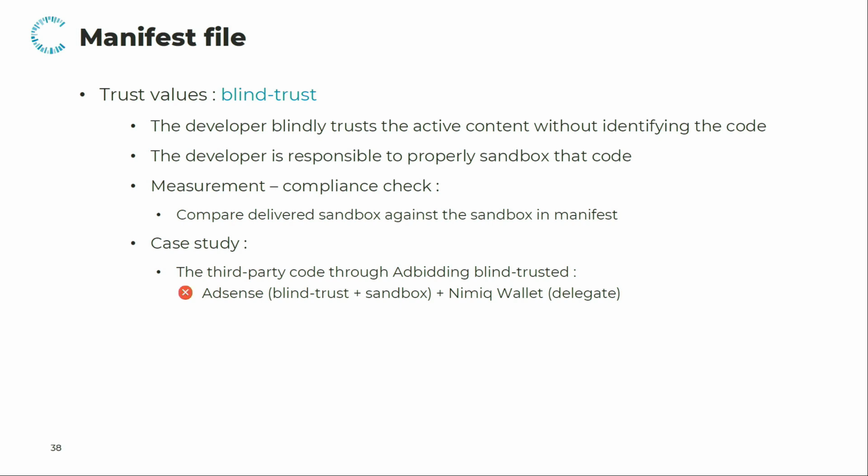However, sandboxing the AdSense code doesn't work, because the AdSense active content requires access to the top level window to detect invalid clicks. So we flip the relation in this case. We sandbox the secure code instead and leave the AdSense code as is and blind trust it in the manifest.